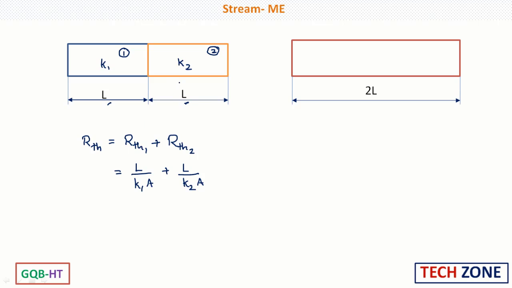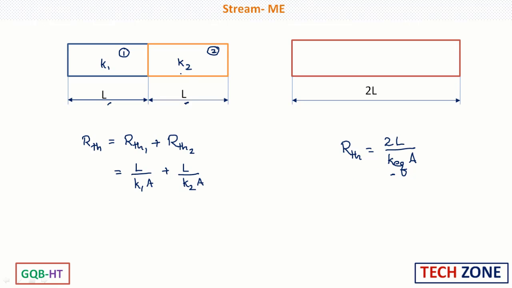Now these two rods are replaced by a single rod which is having the length 2L. Now we need to find the equivalent thermal resistance for this one. So when these two are replaced, then the thermal resistance of this one will be 2L by K equivalent into A. So this is the thermal resistance of this one. As these two rods are replaced by a single rod, the thermal conductivity that we are going to consider here is the equivalent thermal conductivity.